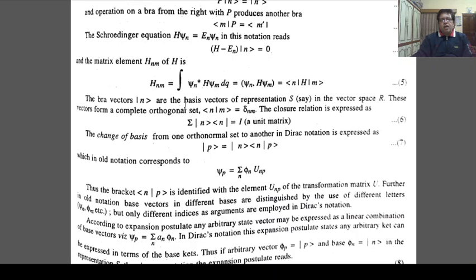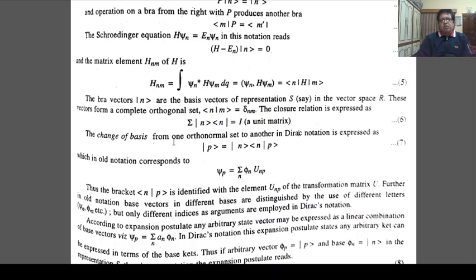The bra vectors and the basis vectors of the representation, say in the vector space R, form a complete orthogonal set. ⟨n|m⟩ equals delta nm. The closure relation is expressed as summation |n⟩⟨n| equals I, a unit matrix. This is known as the closure relation.